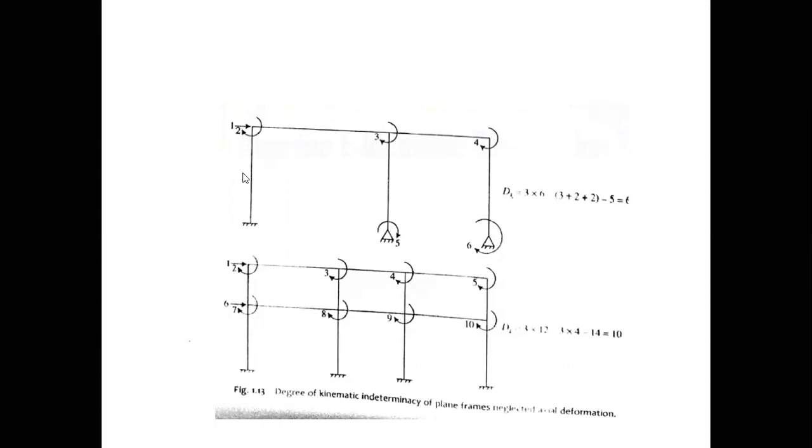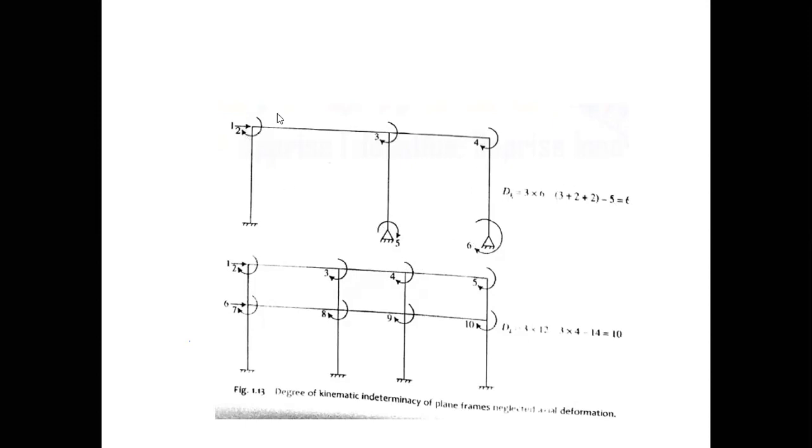Number of members over here is 1, 2, 3, 4, 5. So it is minus 5. That is equals to 6. So this is a degree of kinematic indeterminacy. It can move in 6 ways. That is first, second, third, fourth, 5, and 6.